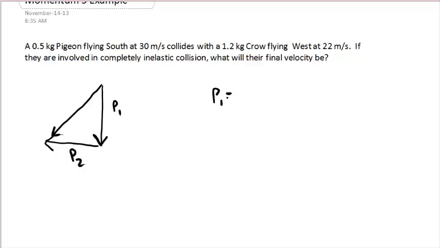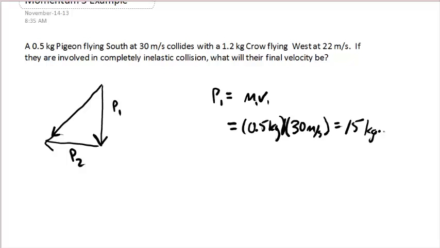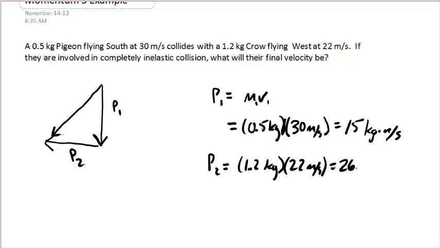So first find the individual momentums for each one. So there's m1v1, or in this case your pigeon is 0.5 kilograms times 30 meters per second, and that works out to 15 kilogram meters per second. Our second momentum, the one of the crow, is 1.2 kilograms times 22 meters per second equals 26.4 kilogram meters per second.